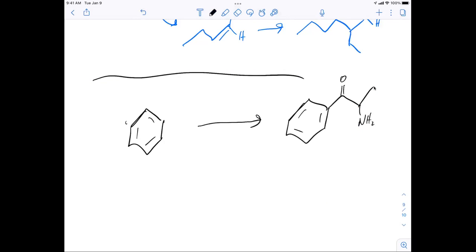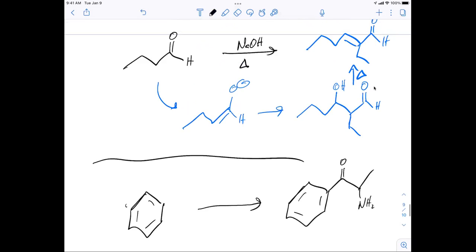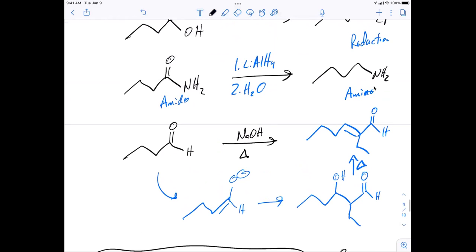On the quiz, on the final, there'll be a mixture. There'll be a mixture, yeah. You'll have some multi-step on the final. On the quiz, it's going to be most often single step, unless it's something like the lithium aluminum hydride where it's 2 steps always.